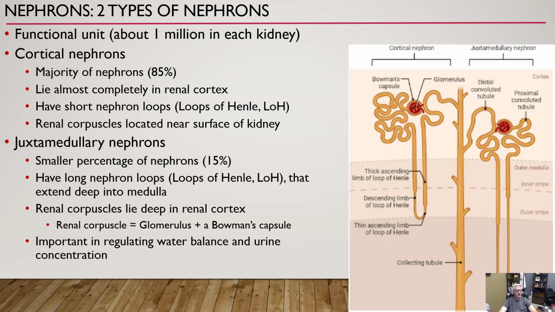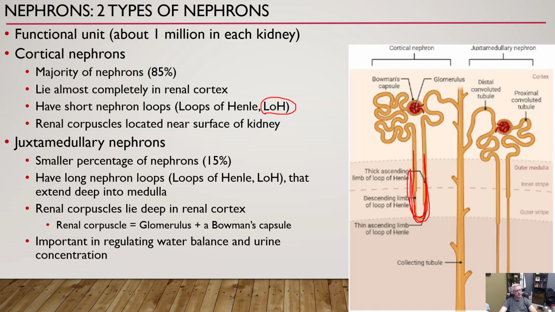And we haven't talked about the nephron loop, but you can see how this loop right here is actually very short. This loop is called a loop of Henle. There are different names for it, a nephron loop or a loop of Henle. I'll call it a loop of Henle, and I'll abbreviate it as LOH.